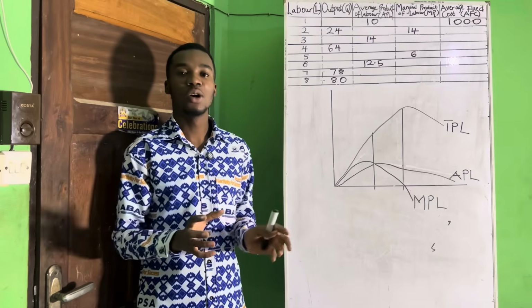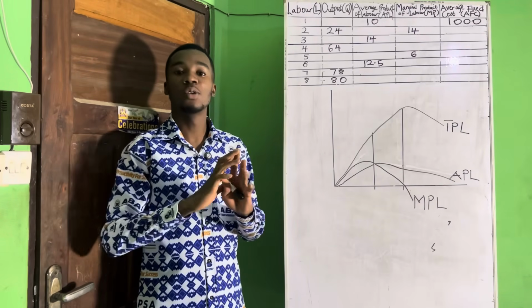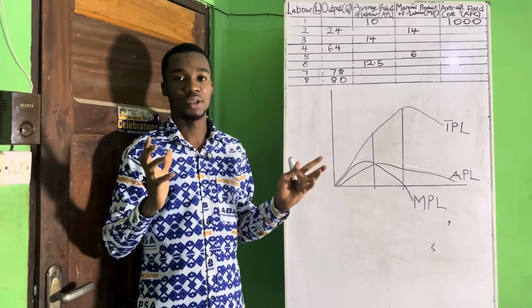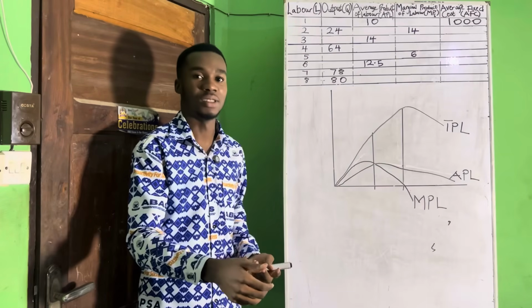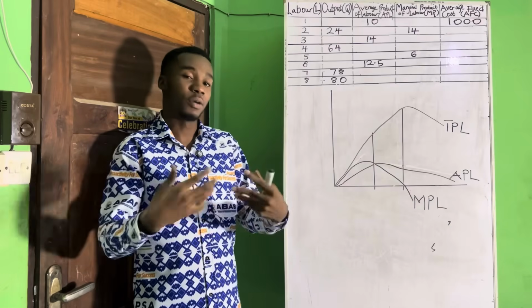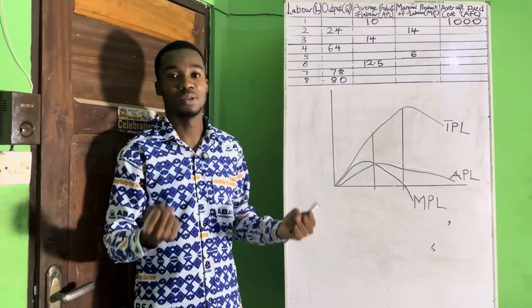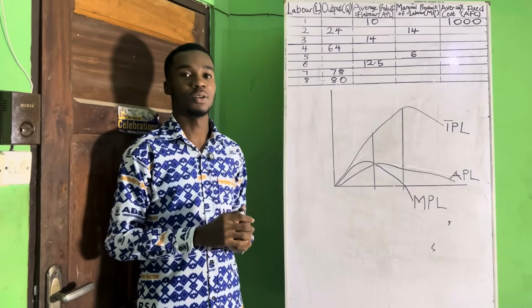You get it? So the whole concept of theory of production is that they don't want you to waste your resources. Once you are inputting something into the business, you have to get profit from it, or you have to get the maximum output. That's the whole concept of theory of production.